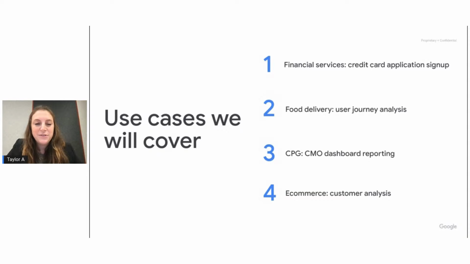The second is food delivery. So something like a Grubhub or an Uber Eats or DoorDash, looking at their user journey analysis. So if you have an app plus web environment, this will really speak to you as well. The third use case I think can speak to everyone here today, which is a CMO dashboard for reporting for a CPG company. So how can we make custom reports and save them to easily access them in the future? And then the last use case is e-commerce. So how can we create audiences to then pass them to different buying doors?